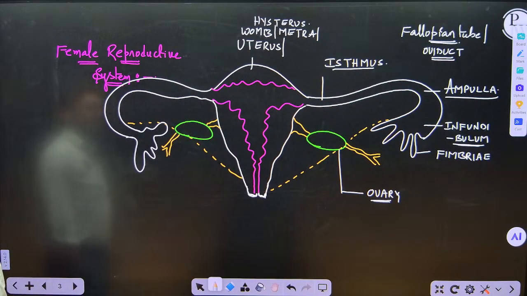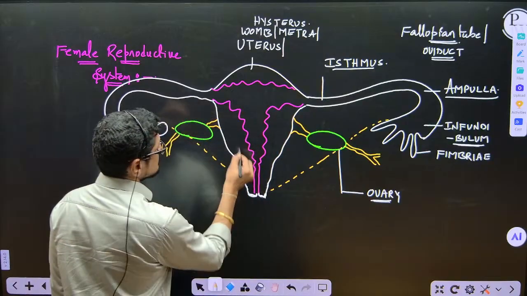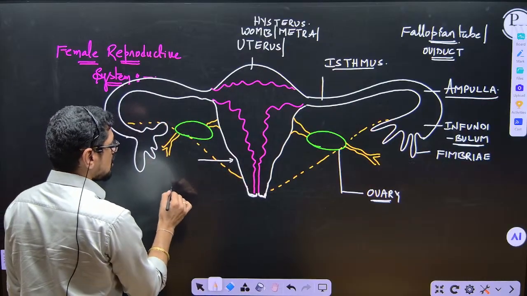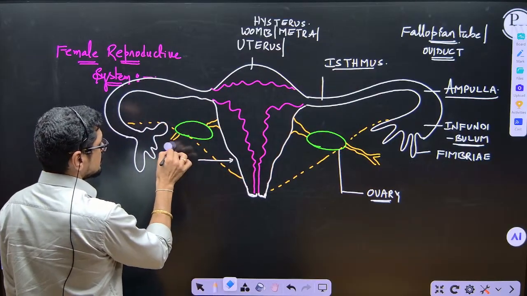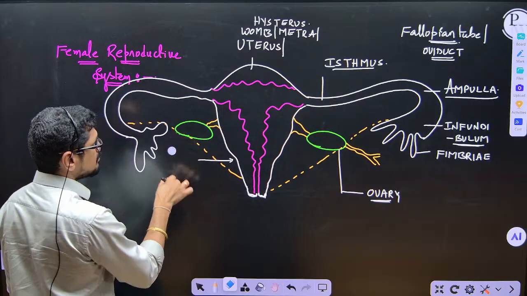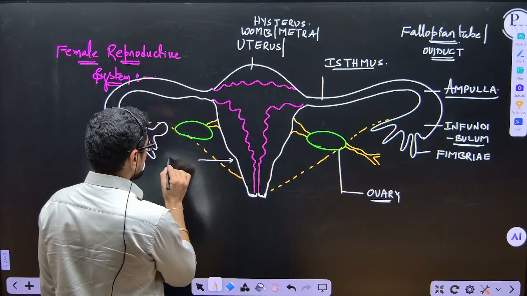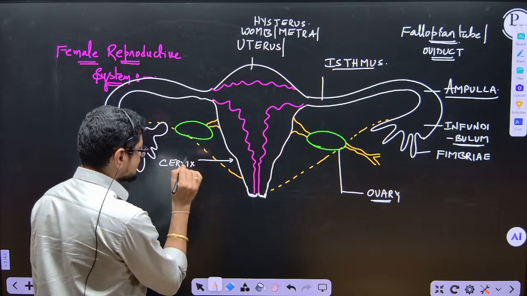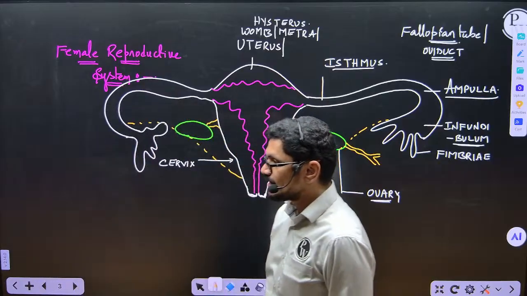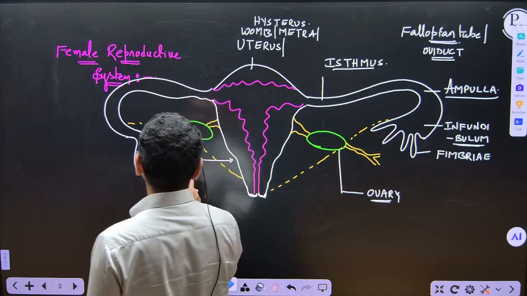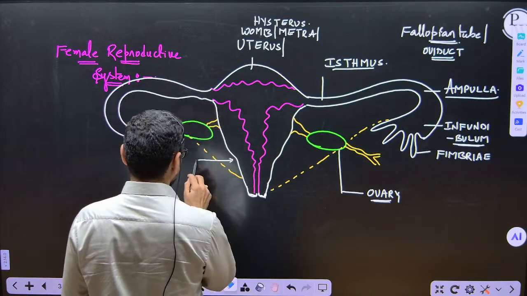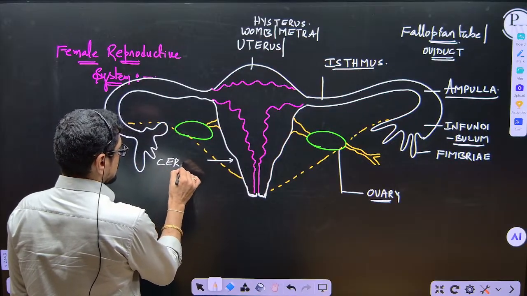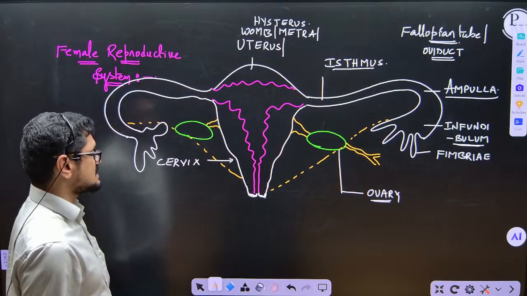Okay, and then here you can see this is the uterus. This entire one is the uterus. This is the neck of the uterus. Here also it will be there, but I am removing it for labeling purposes. The neck of the uterus is called cervix. Hope so it is visible. Not visible, will increase the font. Cervix. It is called cervix.